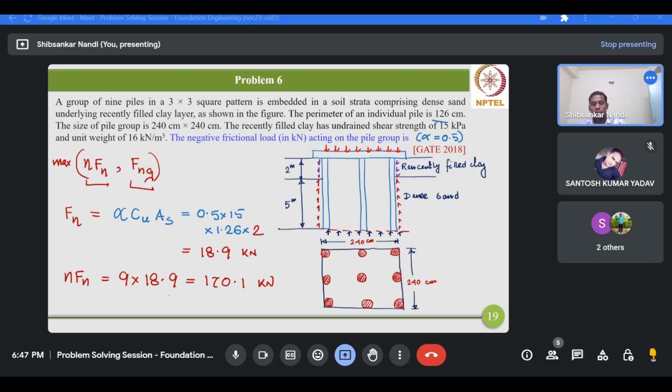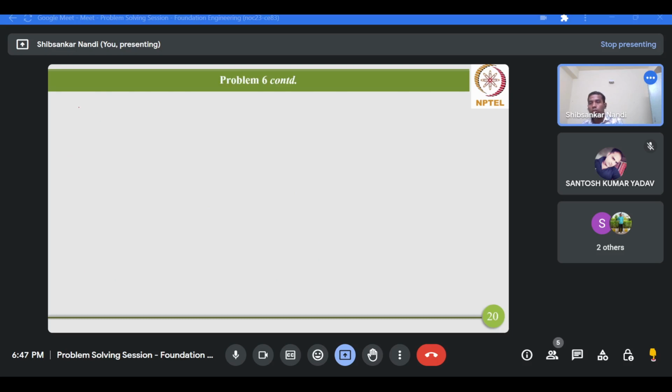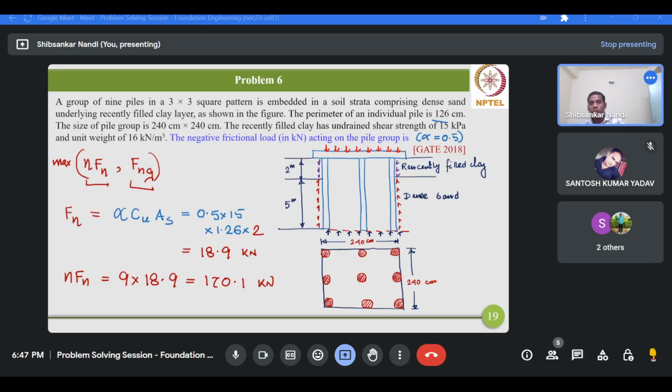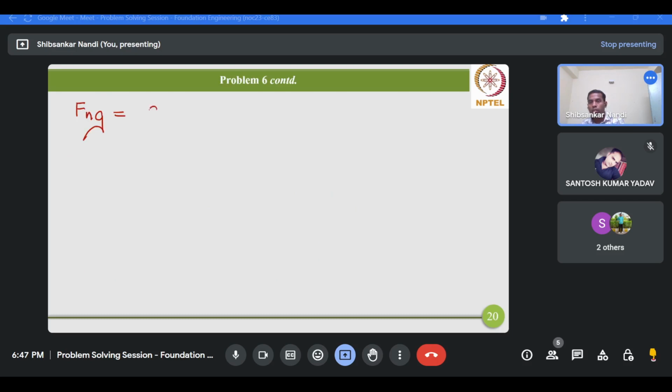to calculate the negative frictional load for the block shear case, for the block scenario, it will be Cu into As plus, or here you can write Cu into perimeter of the group times Lc plus gamma Hg. Okay.